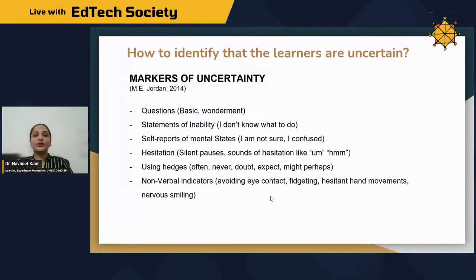And very important, the non-verbal indicators. Even if they're not saying something, their non-verbal behaviors can indicate that they're experiencing uncertainty. For example, they might avoid making eye contact when there are some questions on the table and the class as a whole or group as a whole is trying to find answers to it. They might be fidgeting, they might make hesitant hand movements, they might be nervously smiling. So these non-verbal indicators can indicate that they are not comfortable about some information that is being discussed. They might have some answers and they might have some doubts.